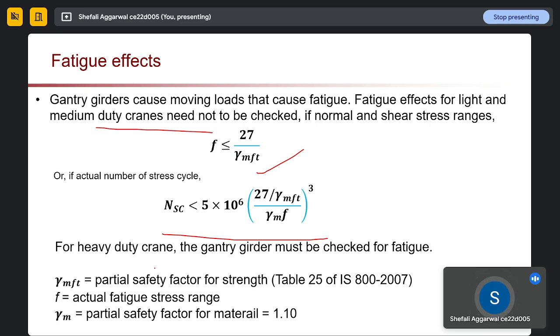In case of our heavy duty crane, our gantry girder must be checked for fatigue. These are the different partial safety factors and the stress ranges which we have for this formula, gamma MFT and gamma MF. So you can see these things.